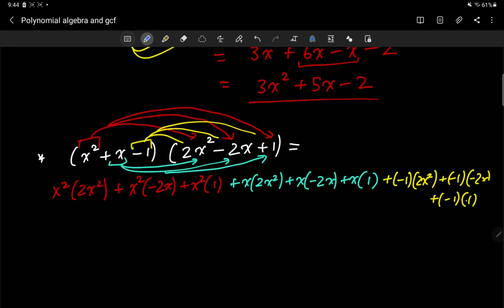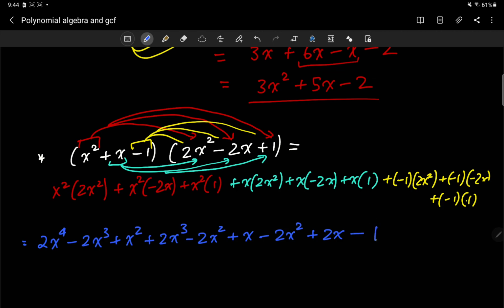And now I perform all the multiplications. So x squared times x squared would give me x to the power 4. Negative 2x cubed plus x squared plus 2x cubed minus 2x squared plus x minus 2x squared plus 2x, because that's a negative 1 times a negative 2x. So negative times negative gives me positive. Then negative 1.